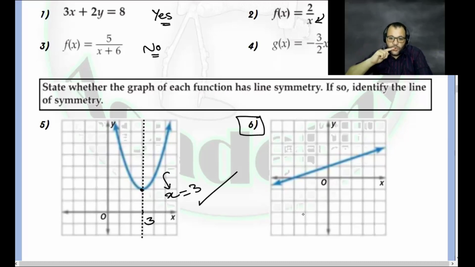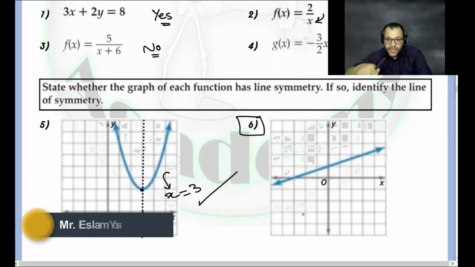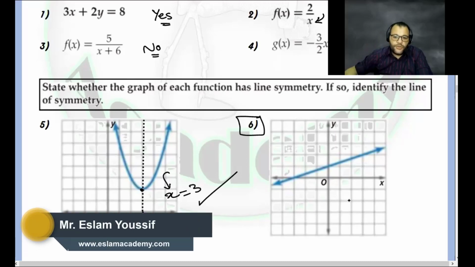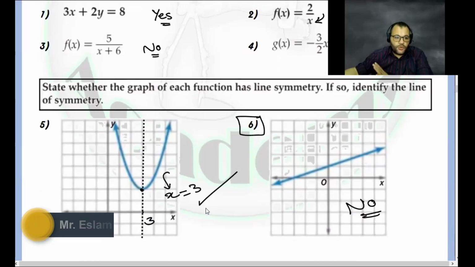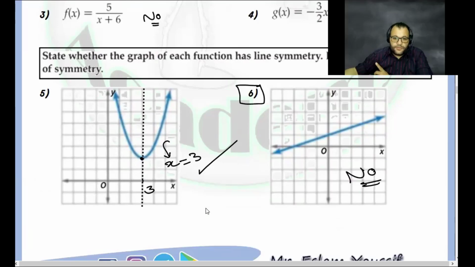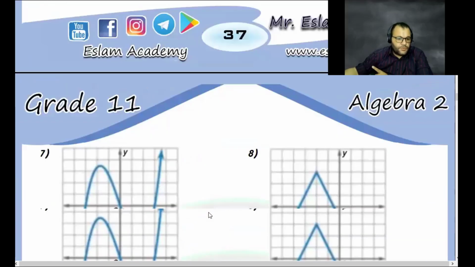Okay. So can we draw this one? A vertical line of symmetry. Can we draw a vertical line of symmetry for this one? No. Any problem for question number 5 and 6? Okay.